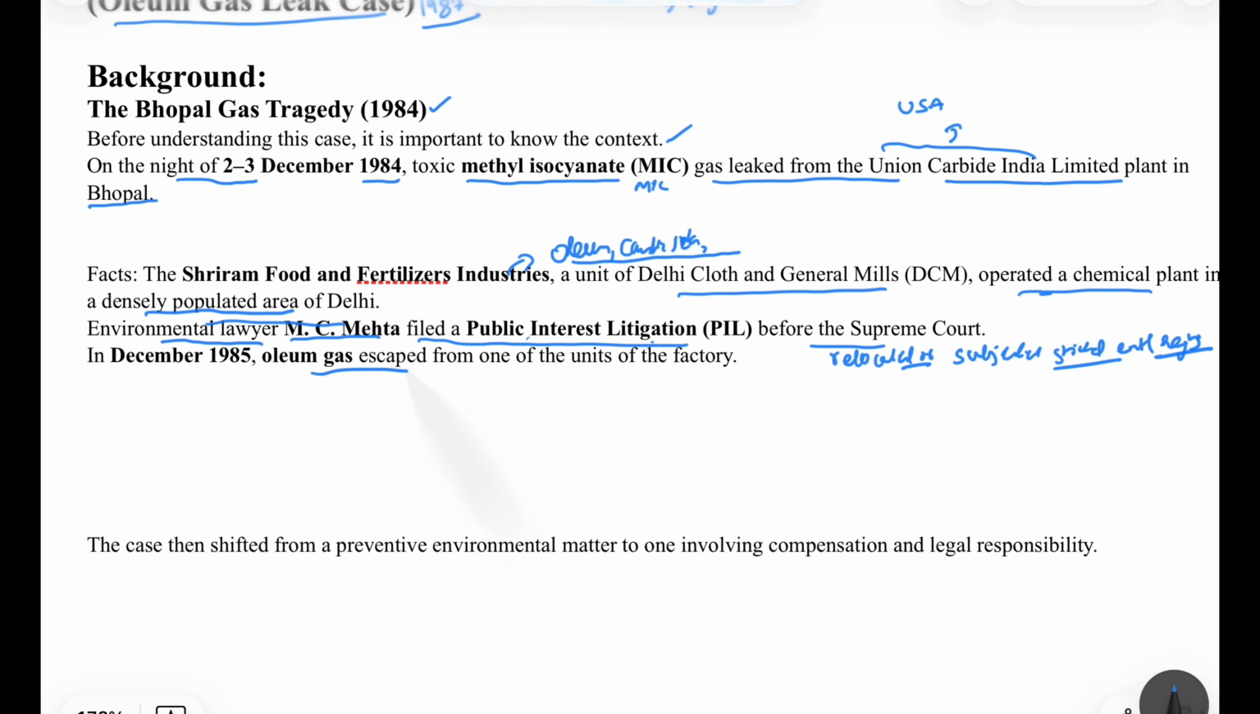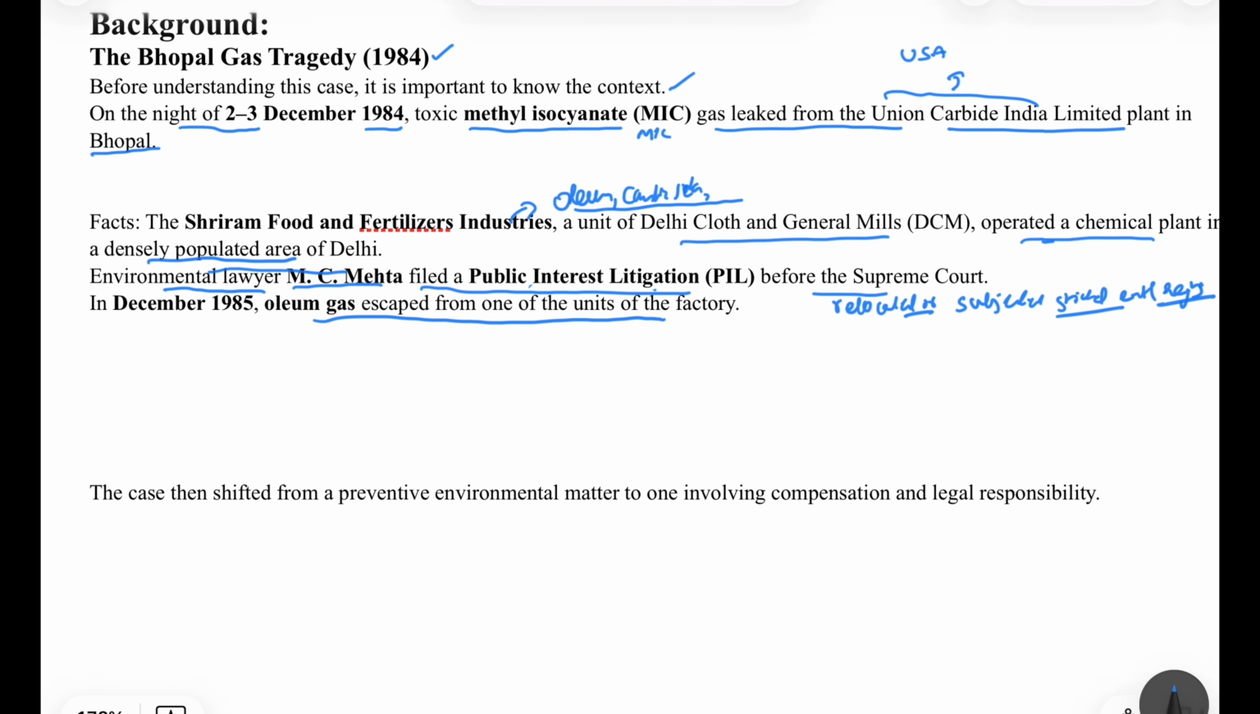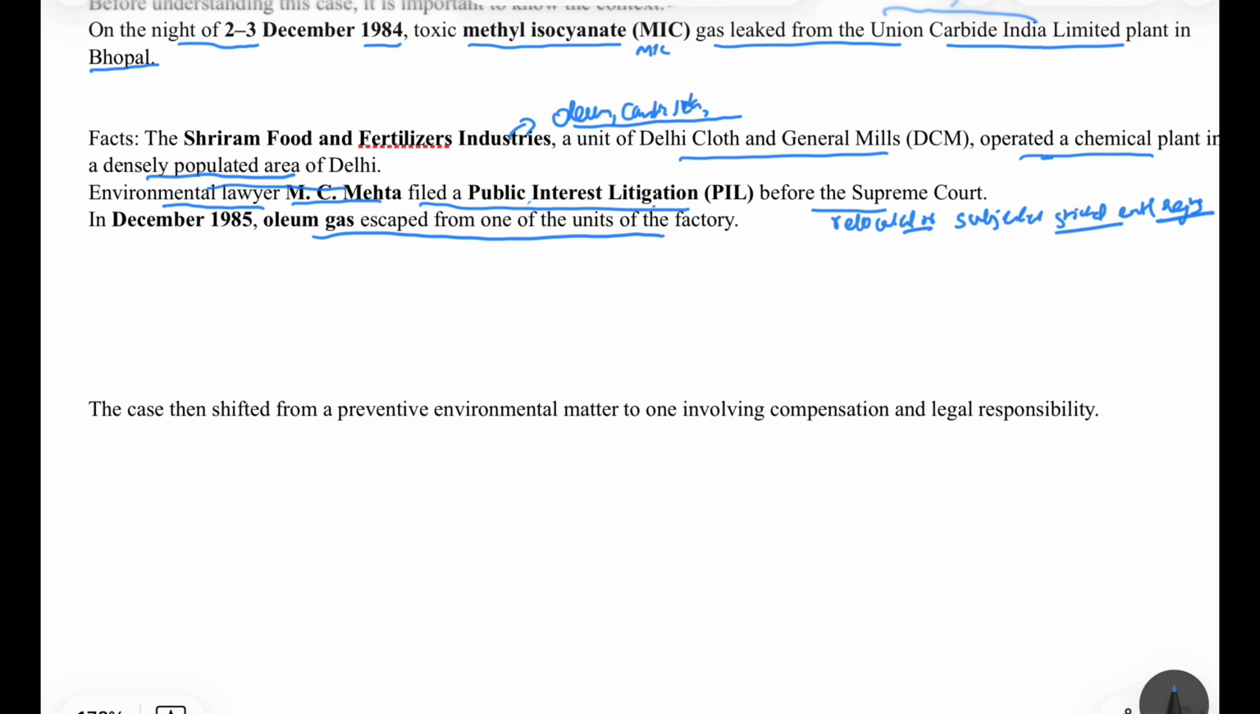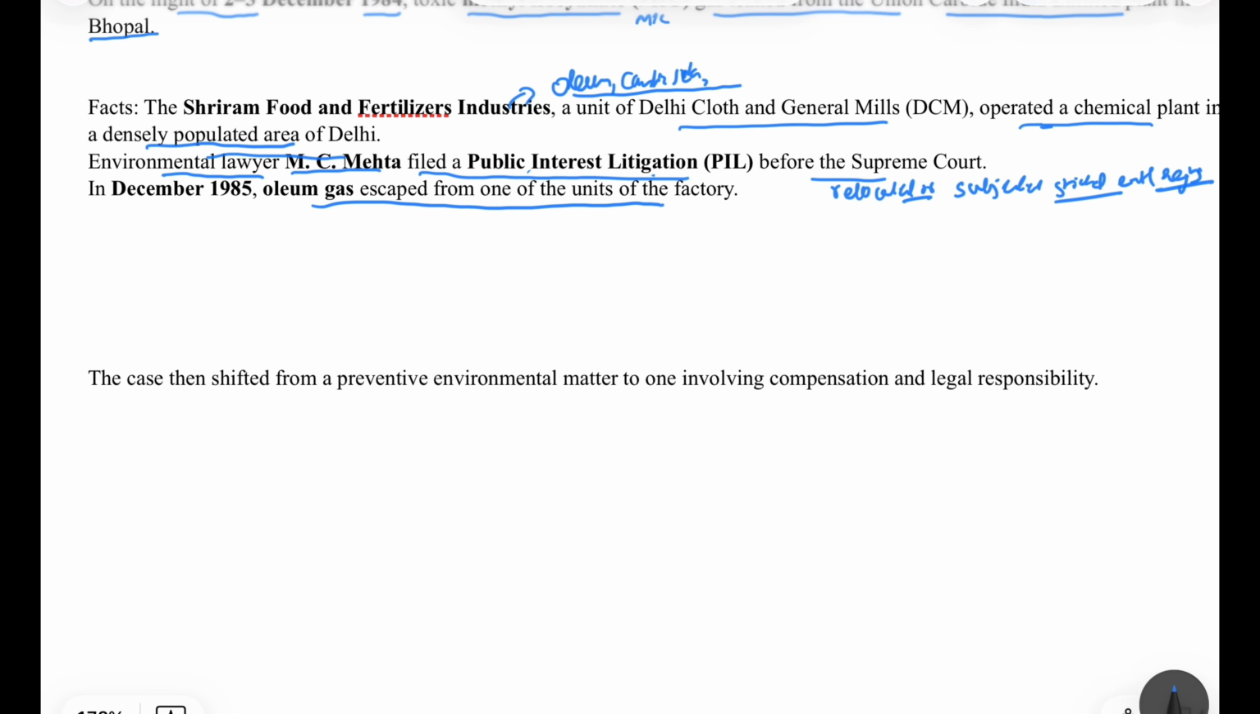When the petition was pending, disaster struck. In 1985, oleum gas escaped from one of the units of the factory, and the consequences were very severe. One advocate in Delhi died after exposure to this gas. Many workers were also seriously injured. Panic spread throughout Delhi.